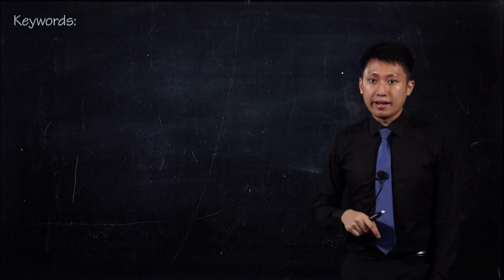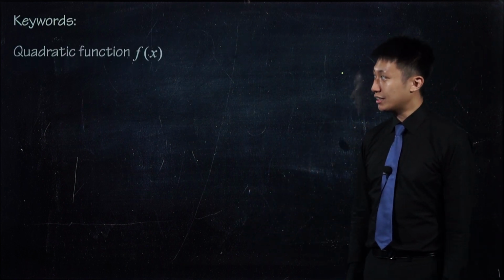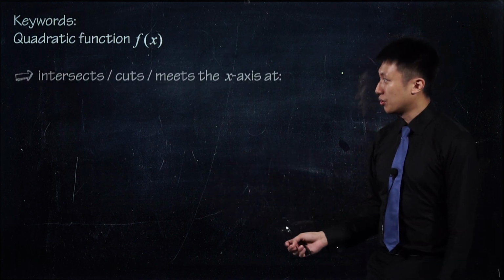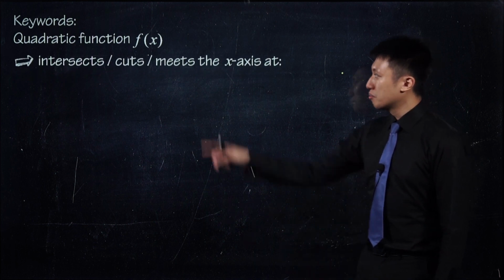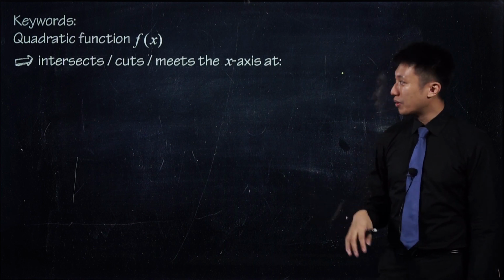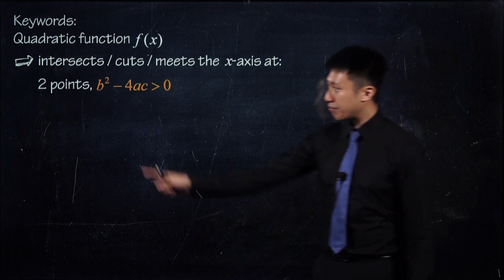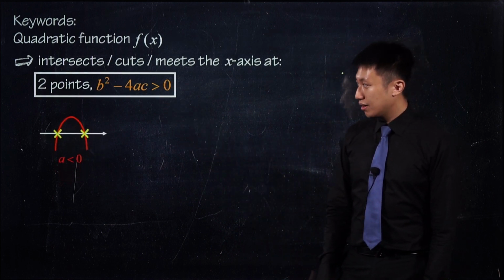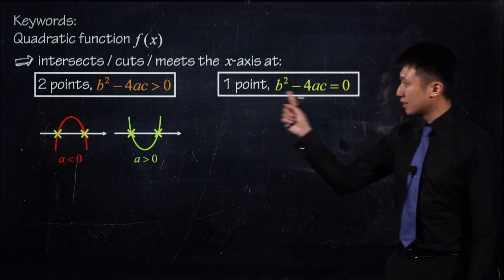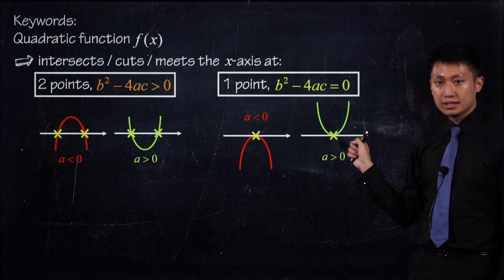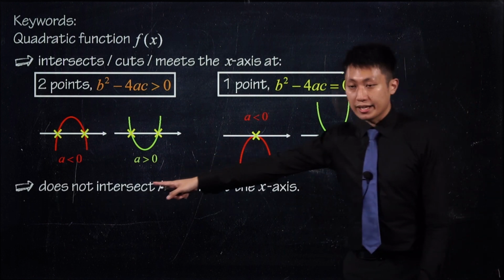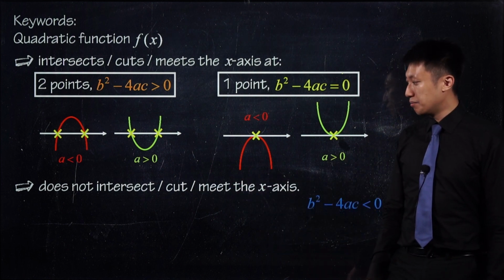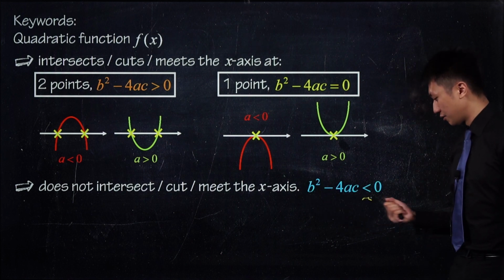Okay, so now it's about the end of the class. So let's talk about the keywords. Quadratic function is f(x). It's not something equals 0 anymore. So intersects, cuts, meets the x-axis at something. What does it mean? If you have 2 points, it means b squared minus 4ac is bigger than 0. If you have 1 point, it means equals 0, and you know how it looks like already. And does not intersect, or does not cut, or does not meet the x-axis, that is the same thing. It means b squared minus 4ac is less than 0.